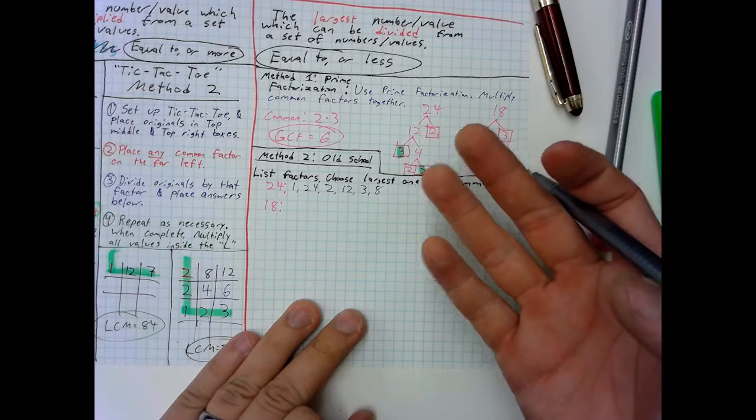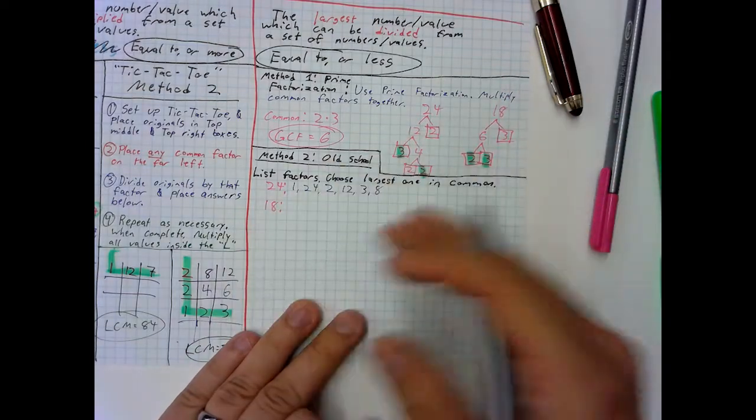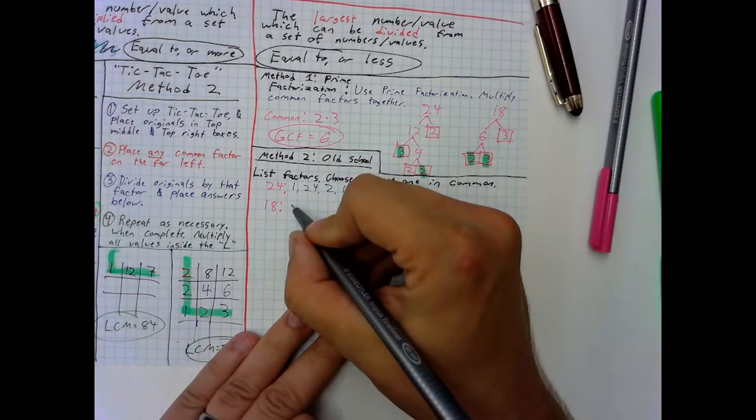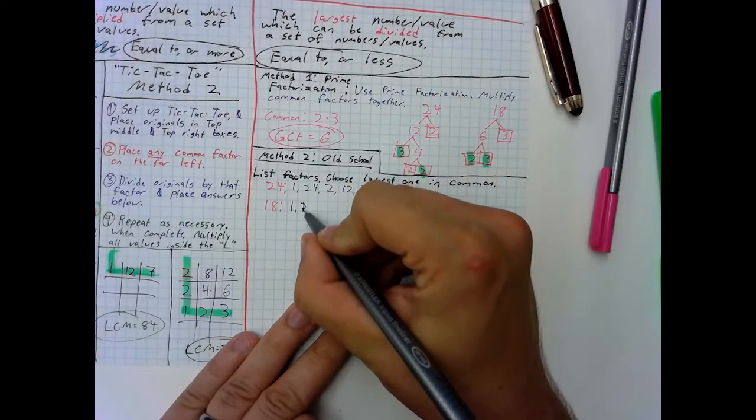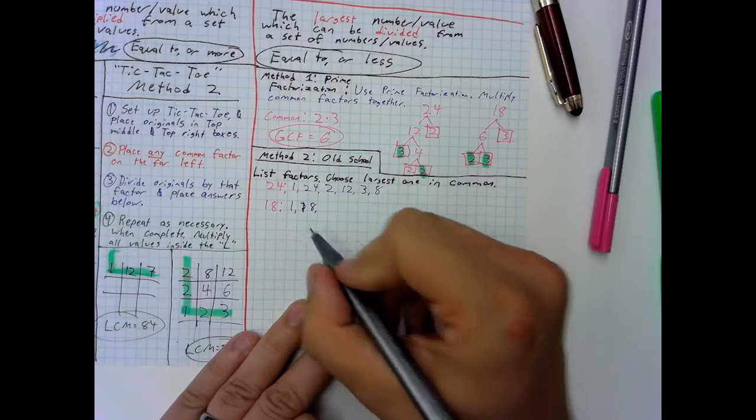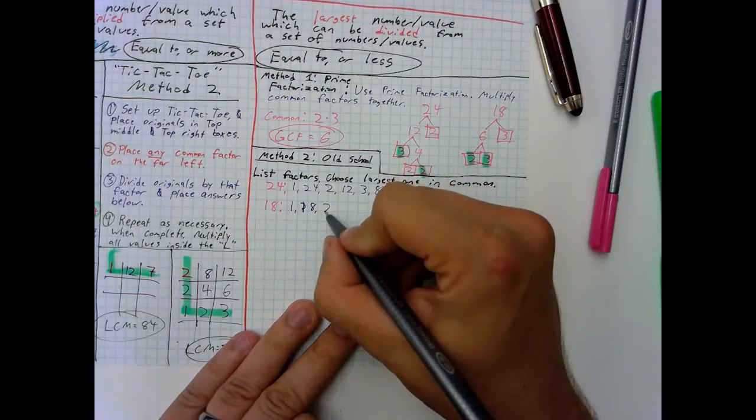Can't really think of anything else. I'm going to move on to the next one. Then you go down to 18, and once again you do, okay, 1 and 18. I know that. I know 2 and 18 would give me 9.